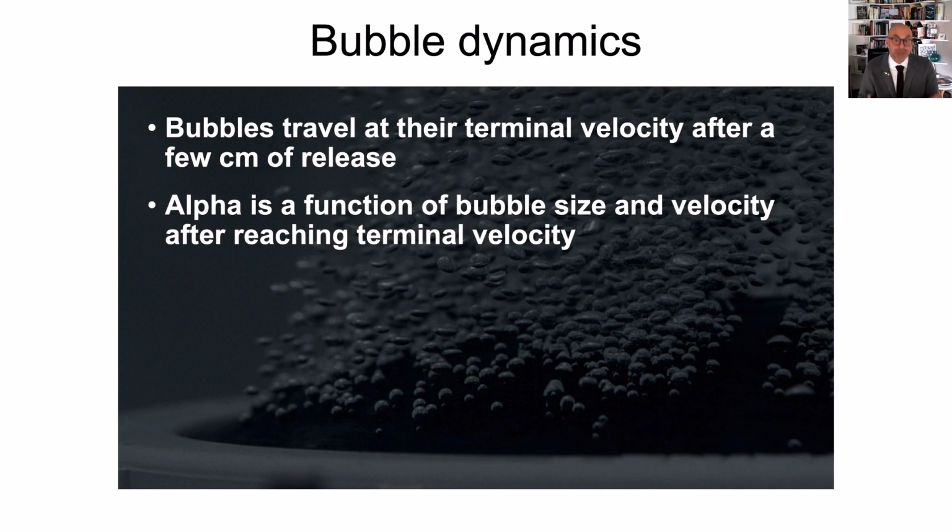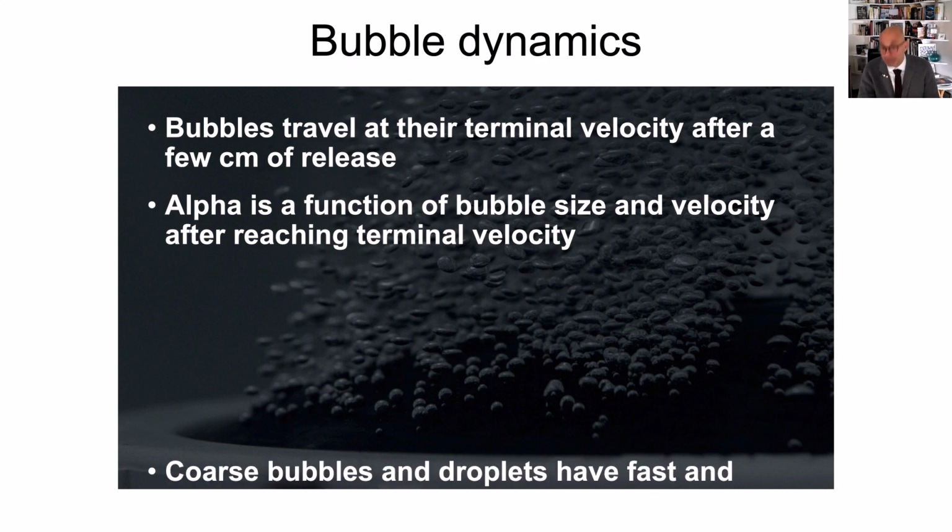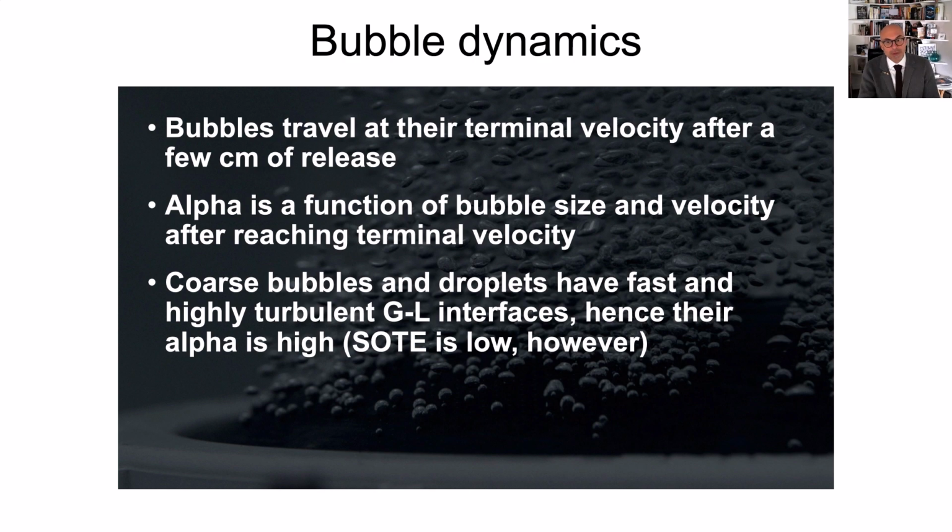Their surface tension will be different at the pore, so you might have different alpha over time. Coarse bubbles and droplets, when splashed up in the air, have a very high interfacial velocity. So their oxygen transfer efficiency is low because it costs a lot of energy to produce this. Okay, but you can have a high oxygen transfer rate. So at the expense of efficiency, you can have a high transfer rate. That's why they're typically used for industrial treatment where you need high rates because you have highly contaminated water.